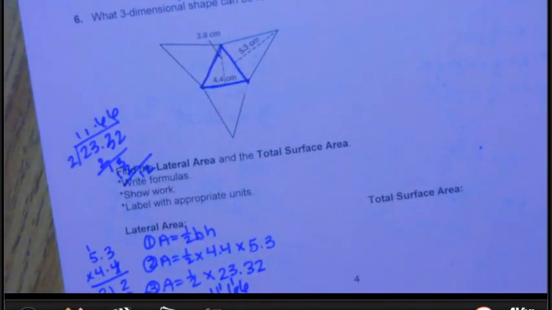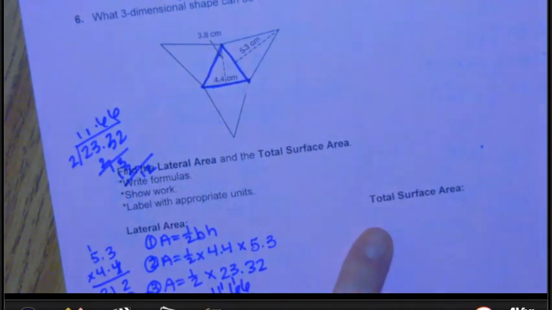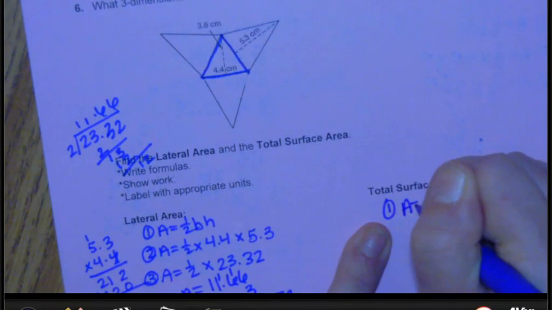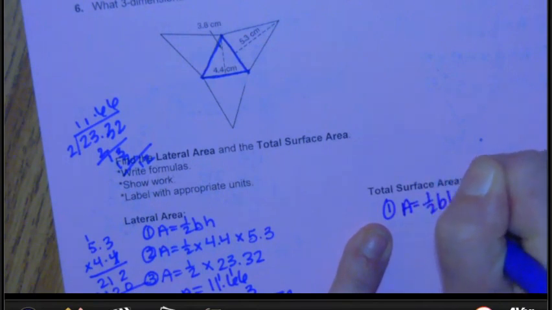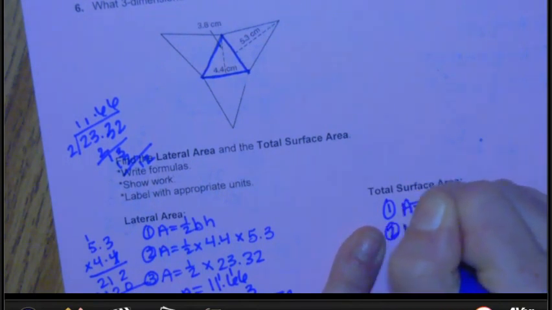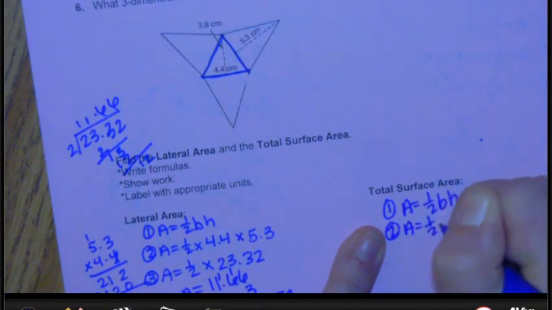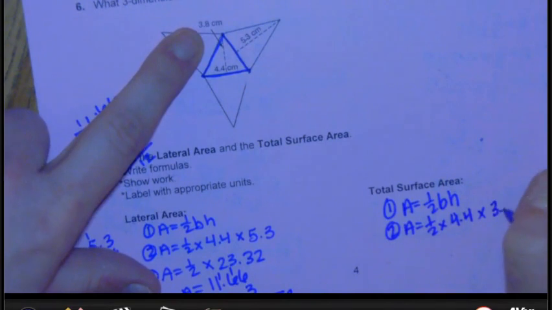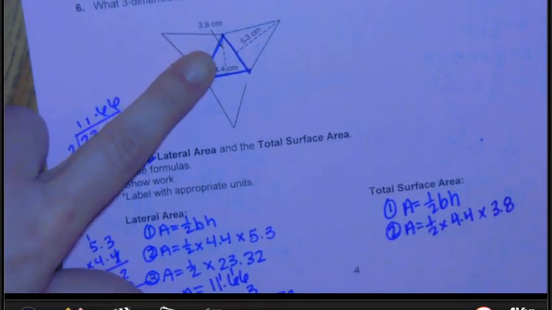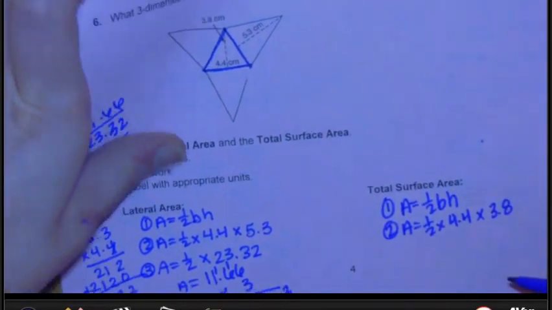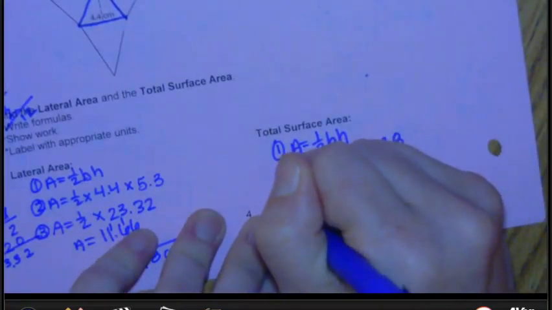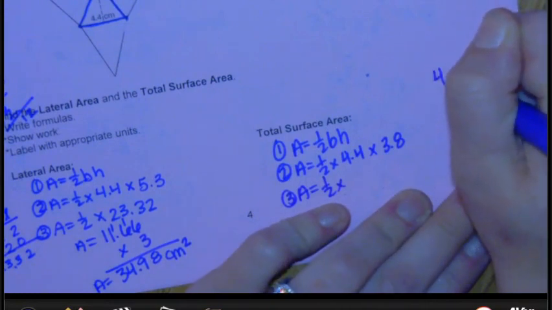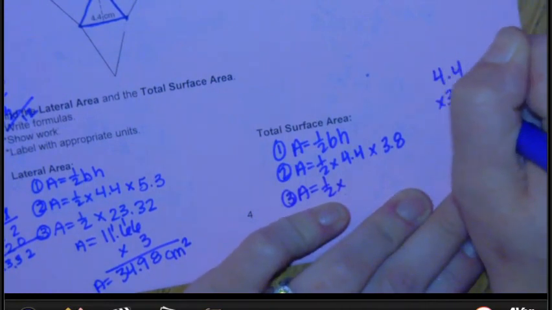All right, to find the total surface area, I need to add the base area in with it. So I need to find the area of my base. Area is equal to 1/2 base times height. Area is equal to 1/2 times 4.4 times the height now of 3.8. All right, so I'm going to have 4.4 times 3.8.